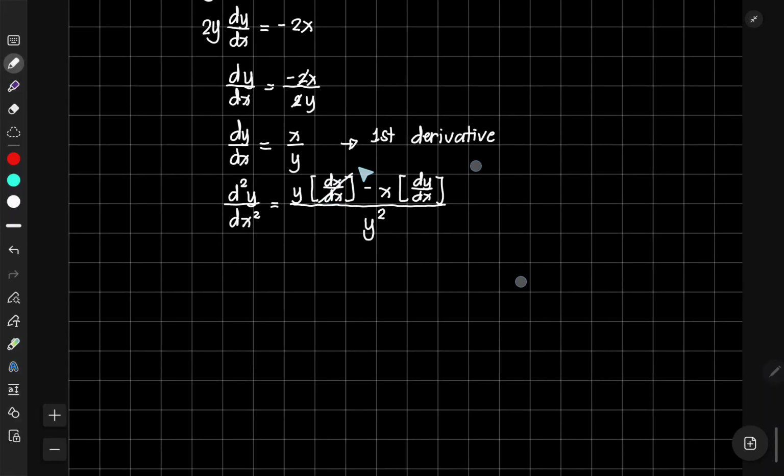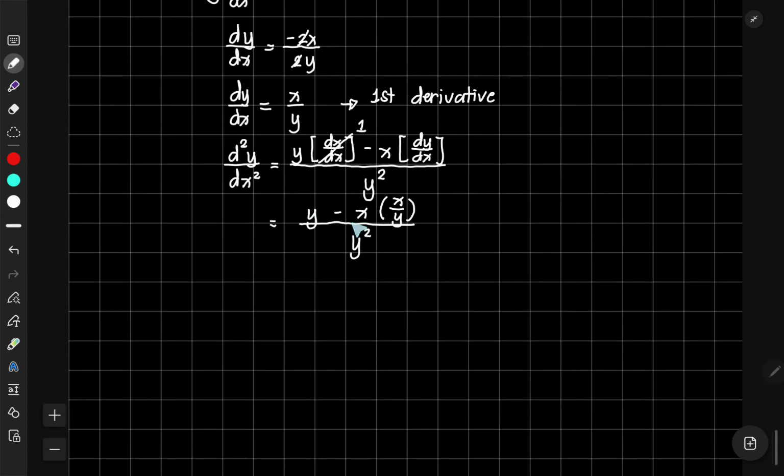So, ito would be equal to 1 kasi identity rule lang naman yan. But this one, we have dy over dx. So, first derivative siya. So, sasubstitute natin yung value ng ating first derivative, which is x over y. So, this would be equal to y minus x multiplied by x over y. So, ito yung first derivative. So, this is all over y squared.